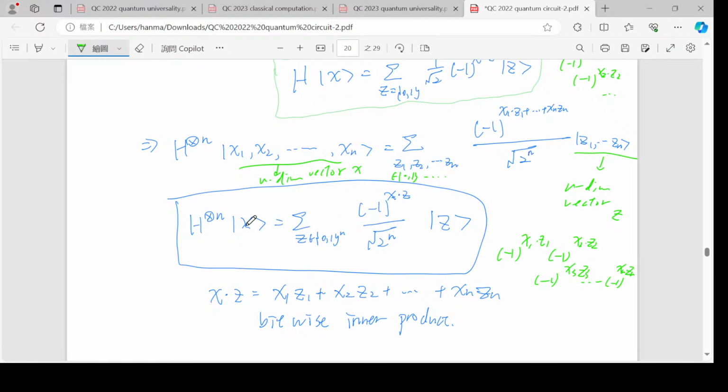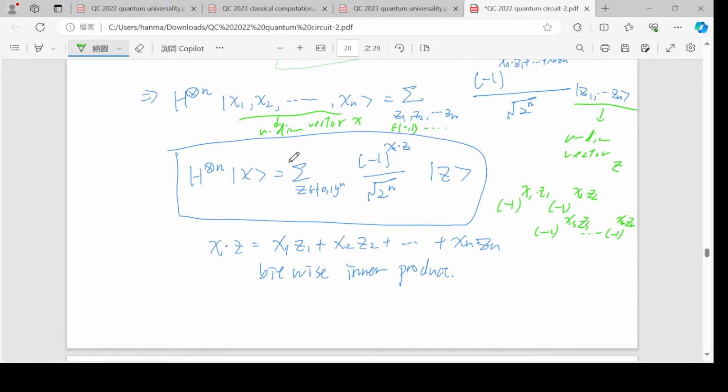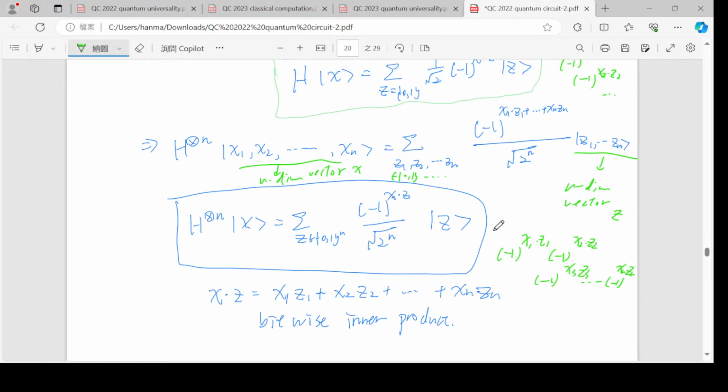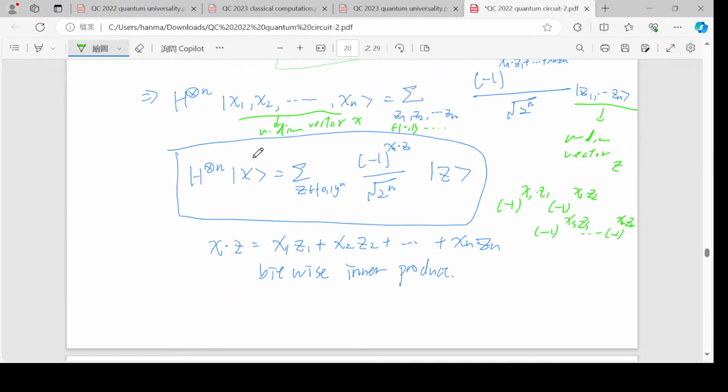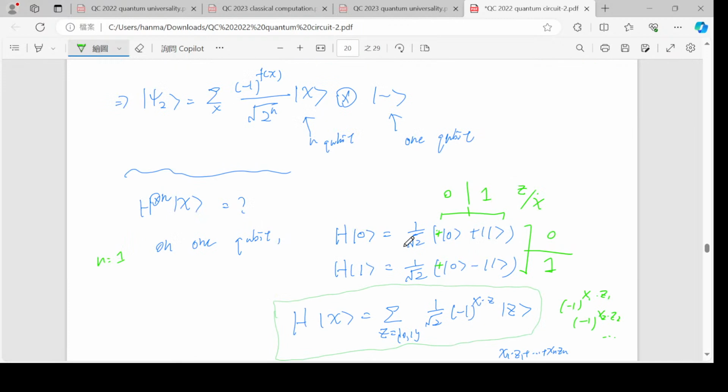So we think of x as an n-dimensional vector where each coordinate is either 0 or 1, and z is also an n-dimensional vector, each coordinate 0 or 1, and this x dot z is like an inner product between those two 0-1 vectors. Okay? So we have this form of H to the n on x. It will be very useful in a lot of places, and you will see it in homework and in the exam. Okay, and anyway, finally we can go back to our Deutsch-Jozsa algorithm.